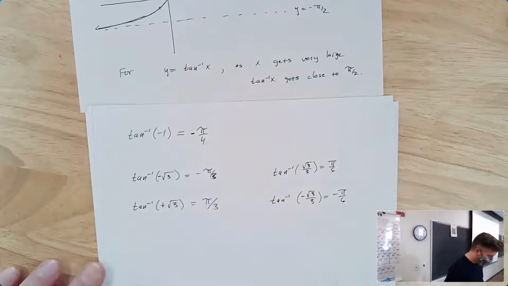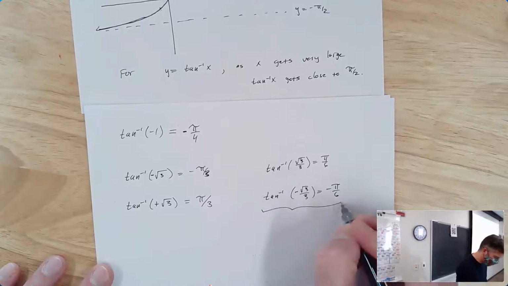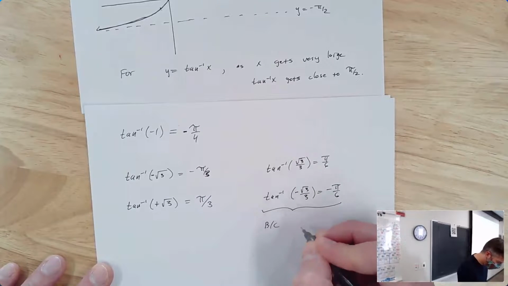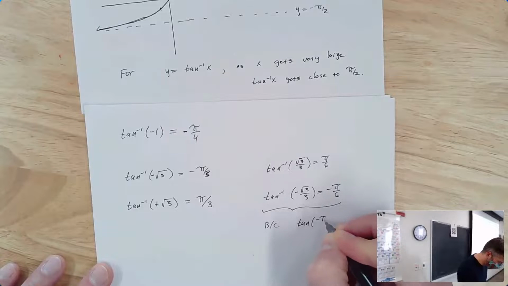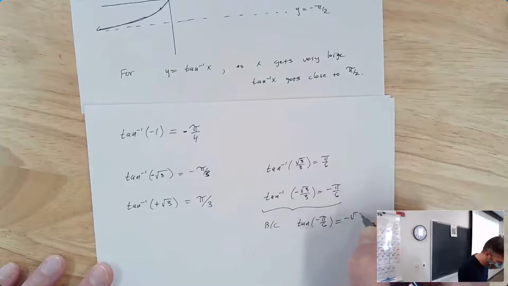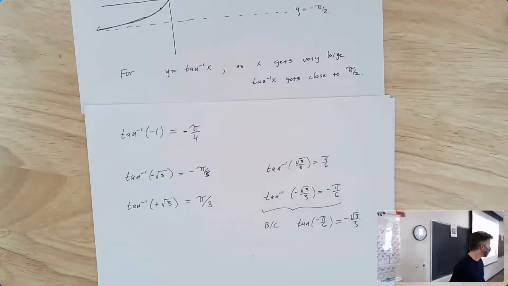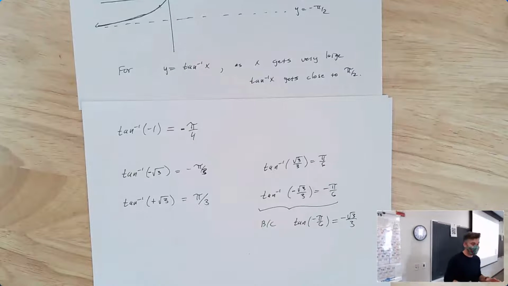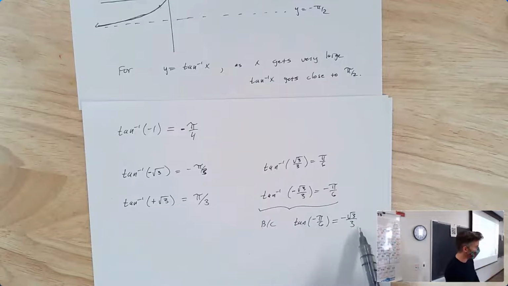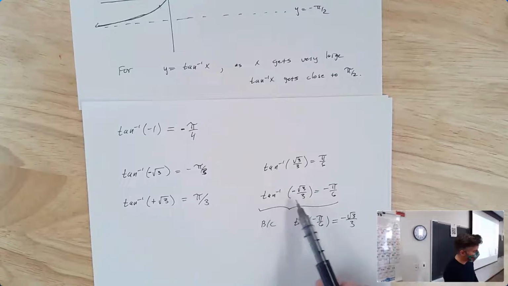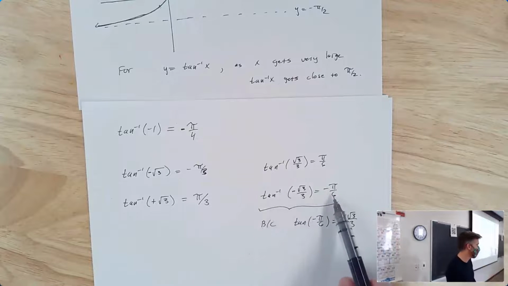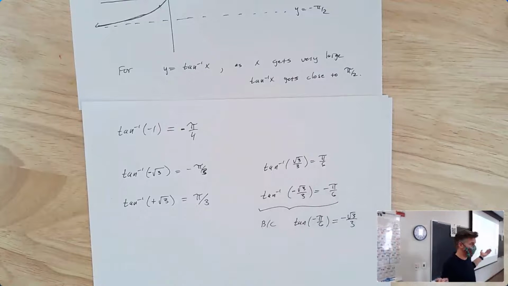And again, what this really is saying is that tangent of negative pi over 6 is equal to negative root 3 over 3. That's the relationship between the function and its inverse function. One function has a certain input and a certain output. The other function reverses those roles. For tangent, the input's negative pi over 6, the output's negative root 3 over 3. For inverse tangent, the input is negative root 3 over 3, and the output is negative pi over 6. It's the whole deal, right? That's what inverse functions do. They switch the role of x and y.